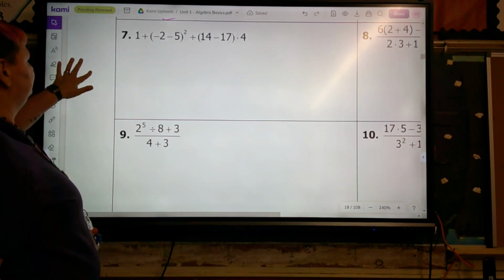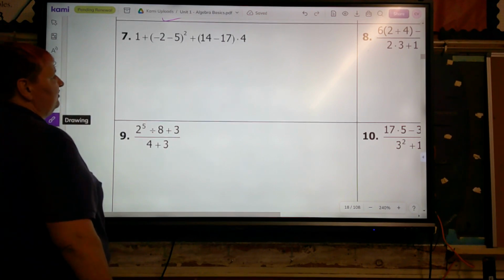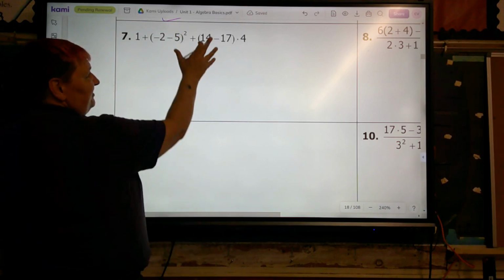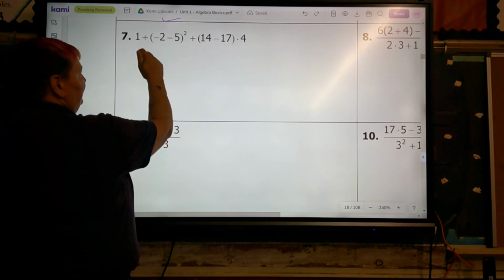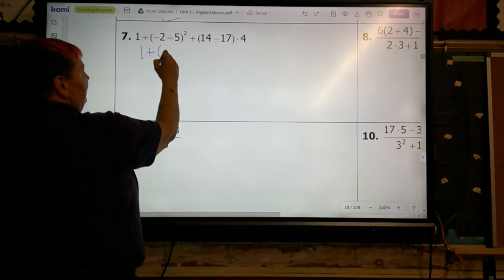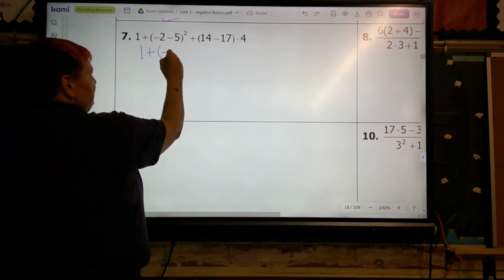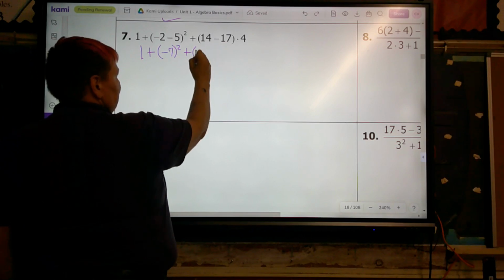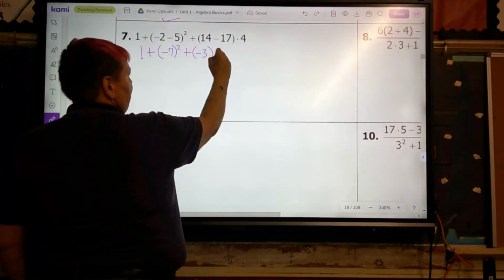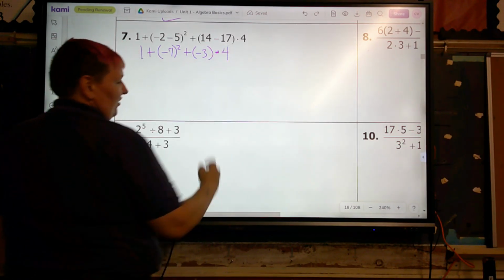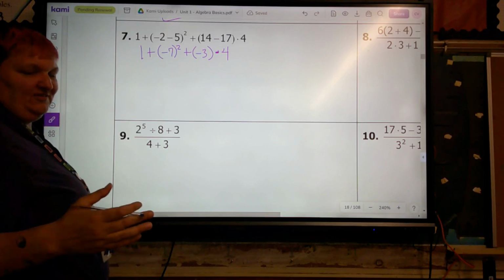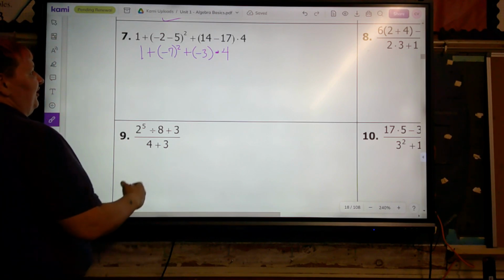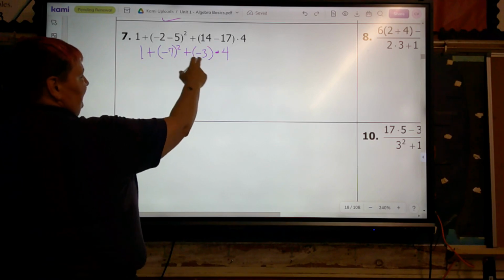Alright, 2 sets of parentheses, one of them is squared. All right, so let's get rid of what's inside the parentheses first. So 1 plus negative 2 minus 5 is negative 7 squared plus 14 minus 17 is negative 3. Now you begin to see why we did unit 0, where I reminded you how to add, subtract, multiply, and divide integers, negative numbers. Now you begin to see why we had to do that. All right? We've narrowed down the information inside the parentheses.